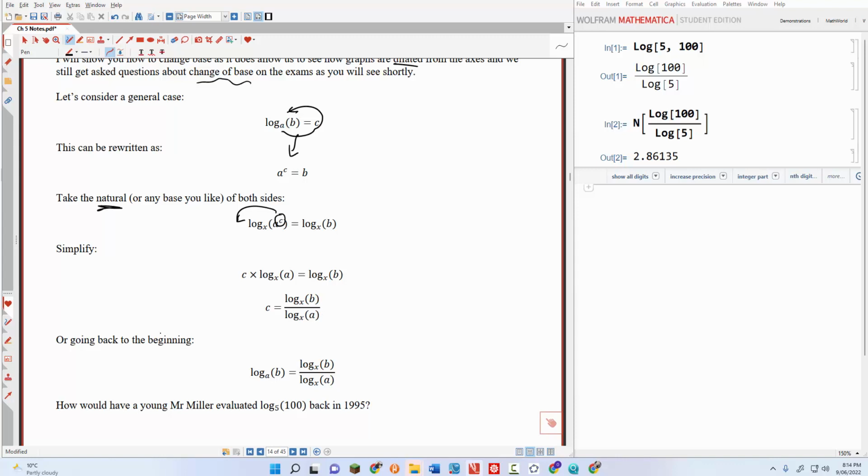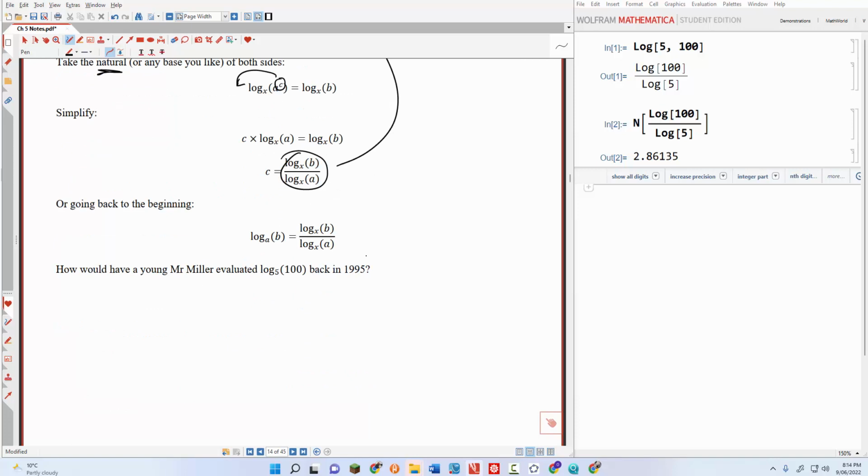All right, now going back to the beginning, I've got log_A B equals C, and all I'm doing here is replacing C with this new version. So log_A B is just the same as C, which is this. So log_A B equals log_X B over log_X A. All right, so there's the change of base formula. Let's use it on this particular problem here.